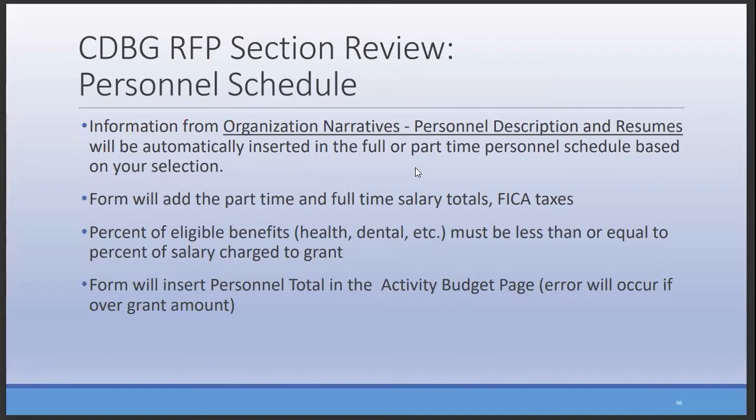As mentioned earlier, information from your personnel description and resumes will automatically populate into your full or part-time personnel schedule. The schedule forms will add the part and full-time salary totals as well as the FICA taxes. Note that the percent of eligible benefits must be less than or equal to the percent of salary charged to the grant. The totals from your personnel schedules will carry over into the activity budget page. Note that eGrams will indicate an error if the personnel costs exceed the proposed grant amount.